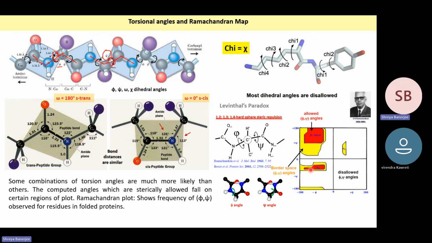This is the alpha helix region, this is the beta sheet region, this is the left-handed alpha helix, and the yellow regions are the border space, meaning that they are allowed, but they are not as well allowed as the red regions. So different turns also occupy different regions and so on. So the Ramachandran map gives us an idea about which kind of secondary structures are allowed and which are disallowed.